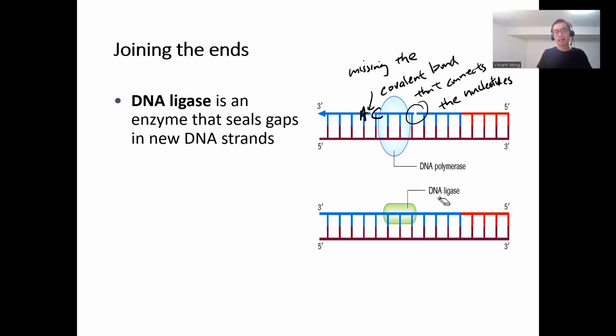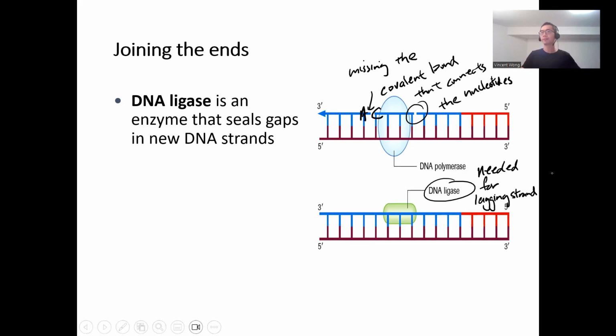And that's what the ligase will do. The ligase will form that bond for you, so that you can have a complete continuous strand with no breaks in it. Okay, and then we only need the ligase on the lagging strand, because you only have fragments on the lagging strand, right?